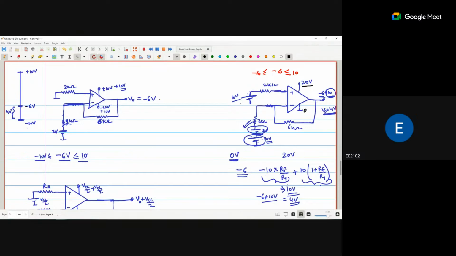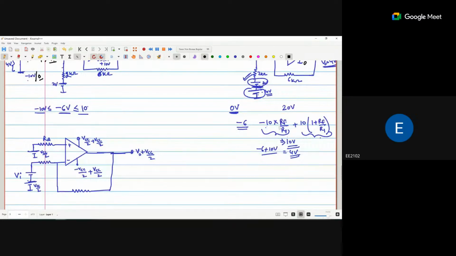Now my levels will be changed. It will be now 0 and it will be now 20. Again, it is 4 volts above the lowest level. So if the lowest level is 0, that means the output will be now 4 volt. How do we get from minus 6 to 4? Plus 10 volt. So in the output, we are getting a 10 volt. So I am adding a VCC by 2.